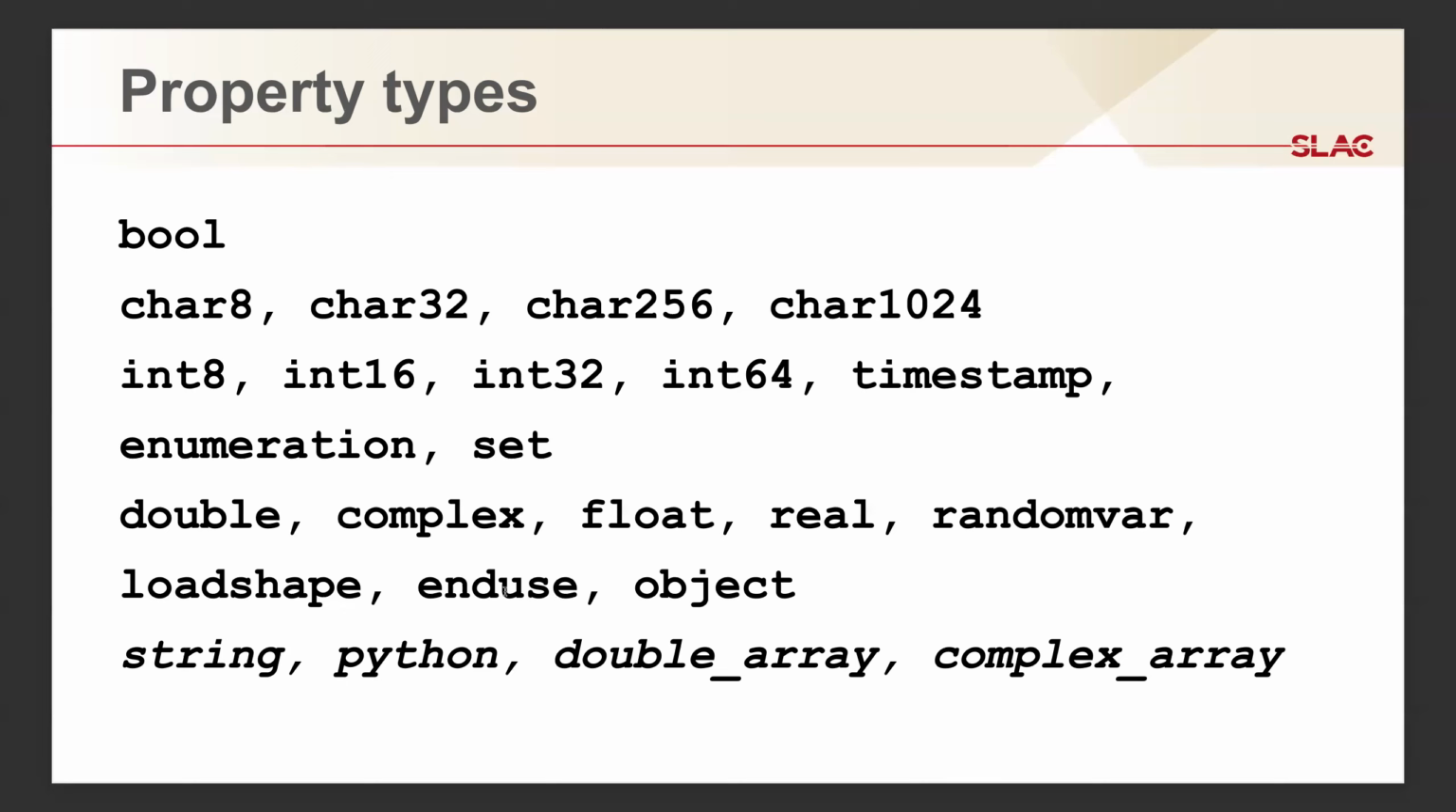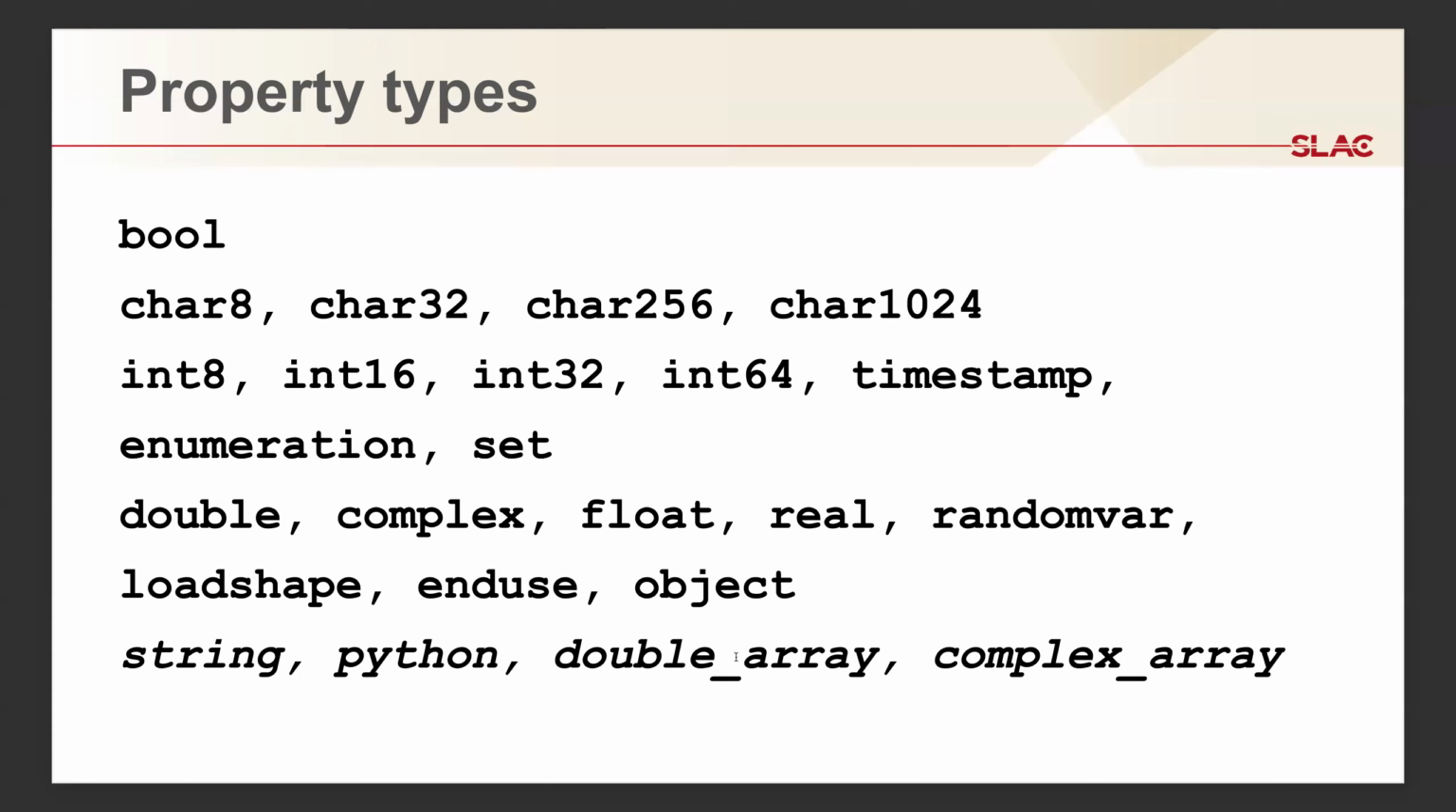In the case of a load shape, it's driven by an arbitrary value that changes over time following a schedule. And in the case of an end use, it's a load shape that has a particular behavior associated with an end use, like lighting or plugs or something like that.